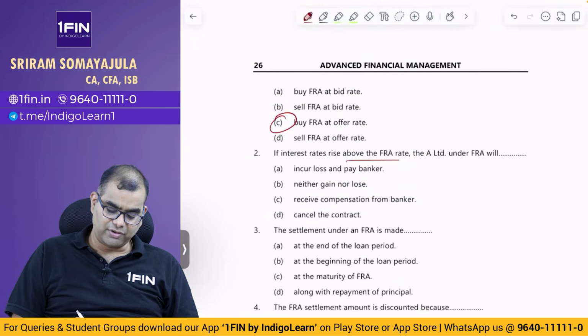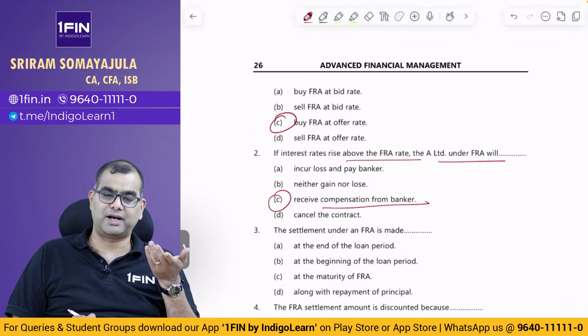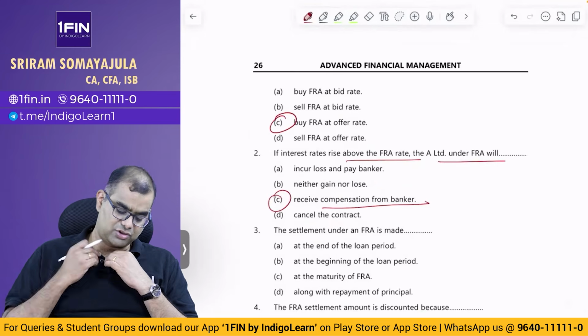If interest rates rise above FRA, A Limited under the FRA will receive compensation from the banker. Answer is very easy. If interest rates go up, I am smart enough to have entered into a contract, so I will make more money.